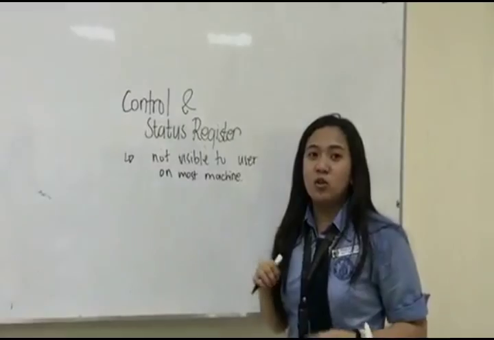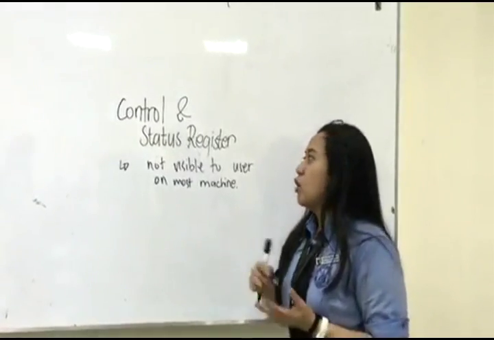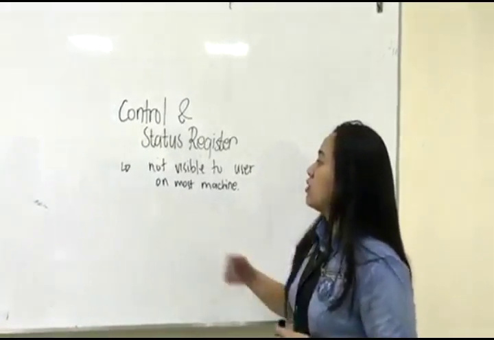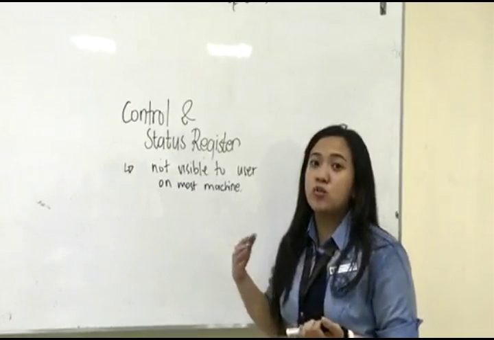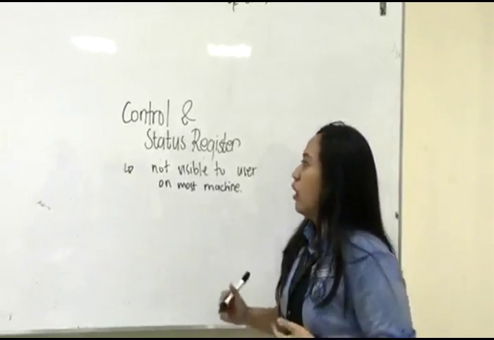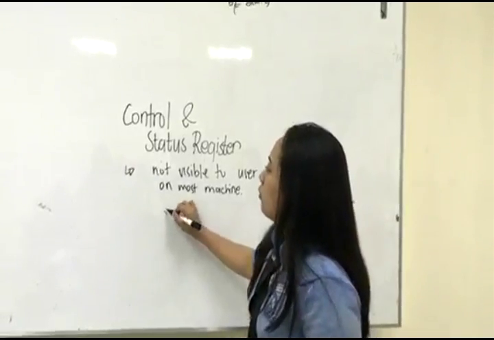So let's move on to control and status registers. Control and status registers are not visible to the user on most machines. However, they can be accessed using assembly language.